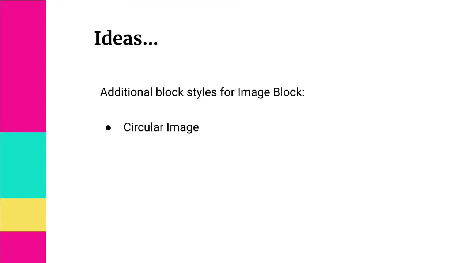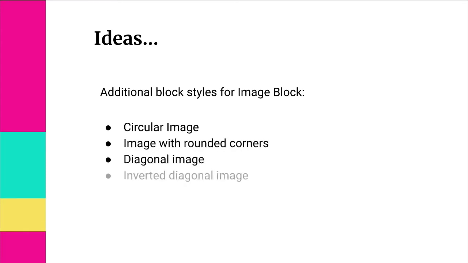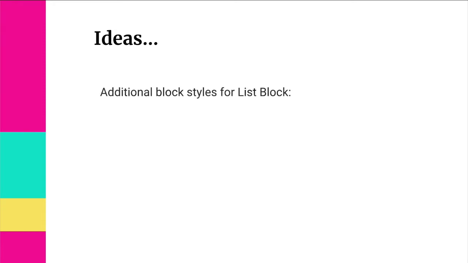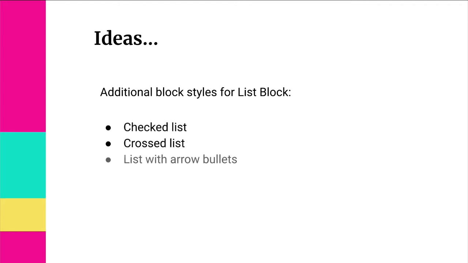Then, list the shapes aside from circular image, which are image with rounded corners, diagonal image, inverted diagonal image, and image with drop shadow. Same process goes with list block. What are the styles that I needed and what will be most beneficial to others, such as checklist, crossed list, list with arrow bullets, starred list, connected list, and dashed list.